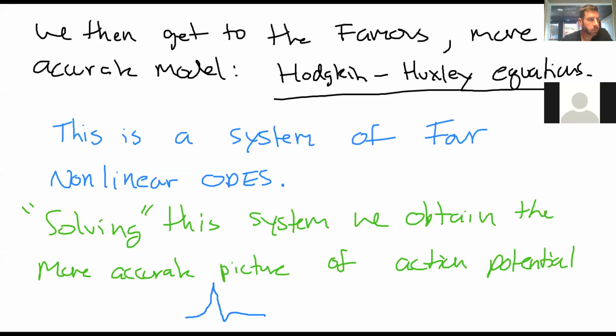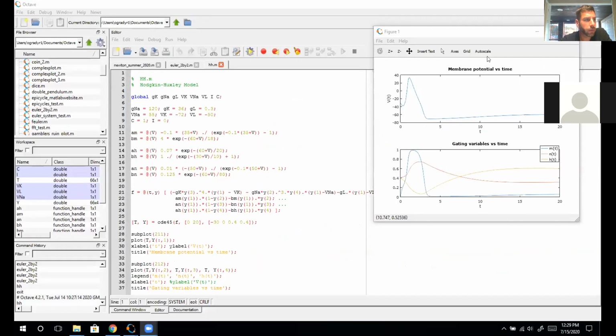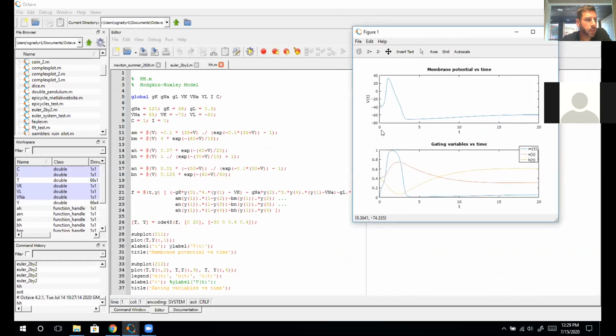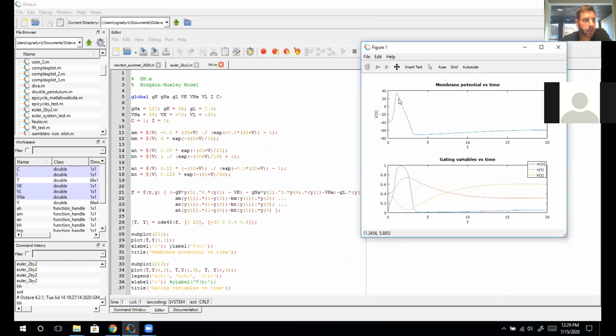I shared with you, and perhaps I'll share it again. Let me pull it up. I was just playing around with it this morning, actually. So hopefully you're seeing my Octave. And what you'll notice is I was able to obtain the picture in one scenario that's much more realistic than what we originally got with our first model.